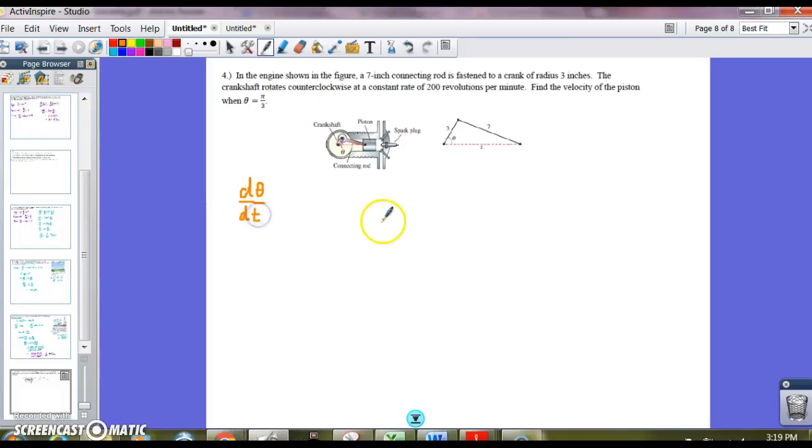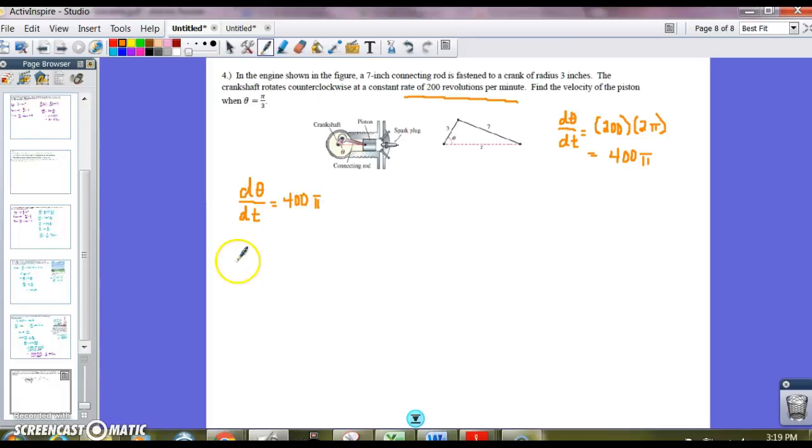is our given rate because it's rotating, and we know it's rotating at a constant rate of 200 revolutions per minute. Remember that a complete revolution is 2 pi radians, but it's going 200 times per minute. So 200 times 2 pi would be 400 pi. So that's our d theta dt. That's our given rate. So 400 pi.